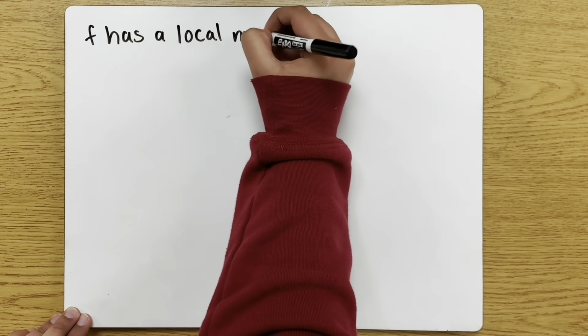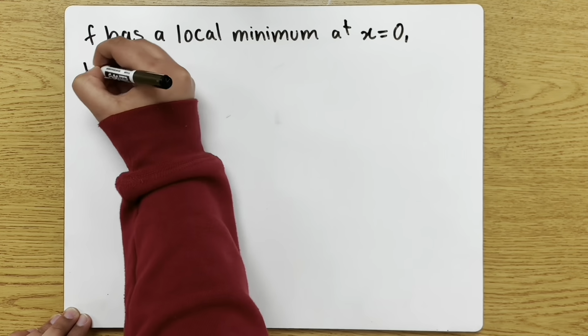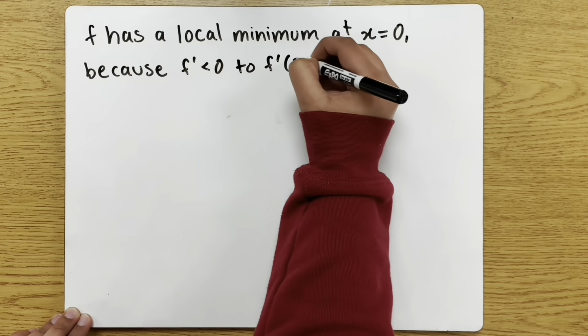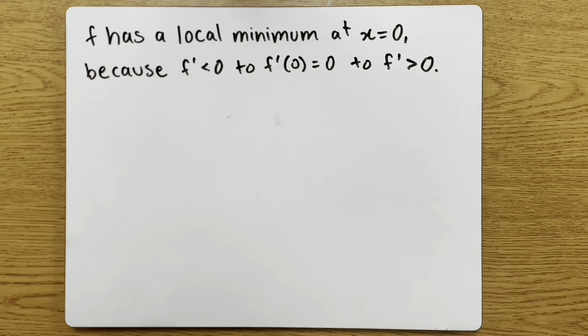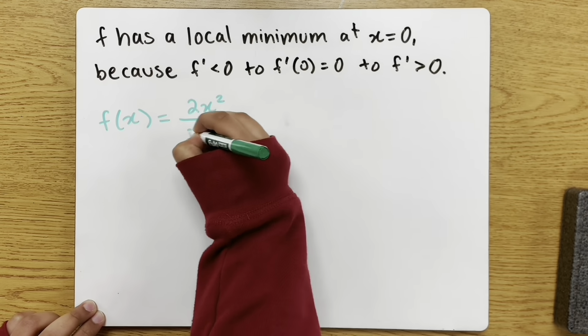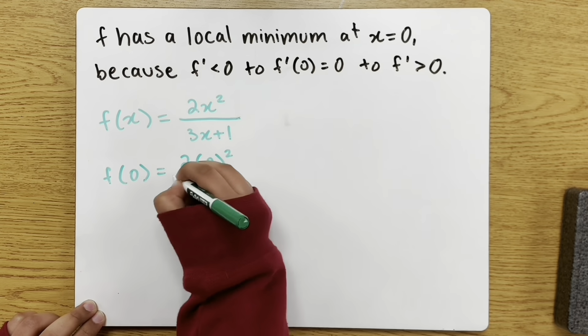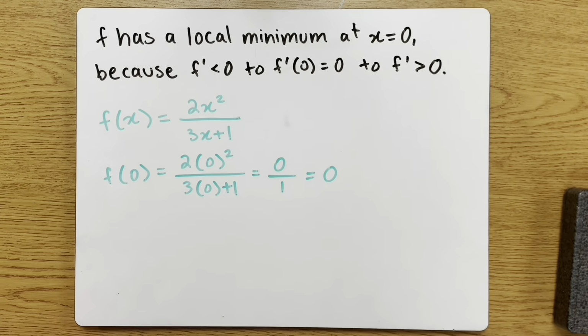f has a local minimum at x equals 0, since the derivative changes from less than 0 to equal to 0 to greater than 0. f of 0 is equal to 0, so the local minimum of f is f of 0 equals 0.